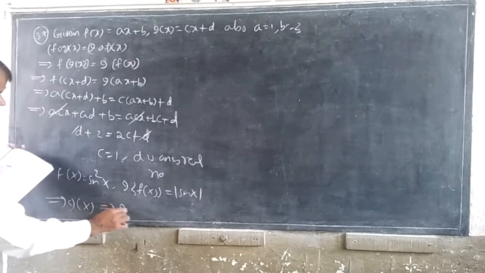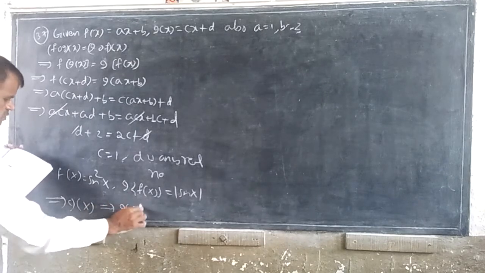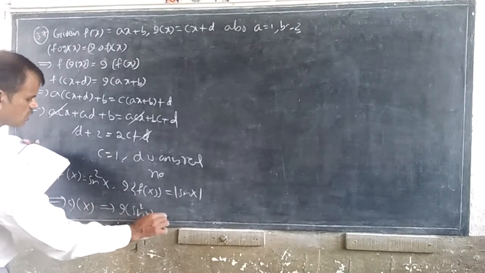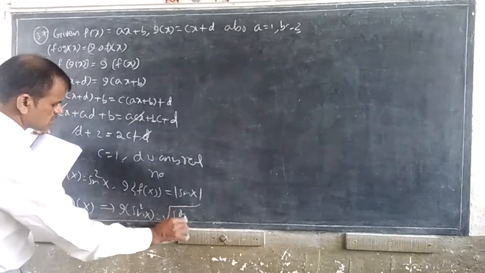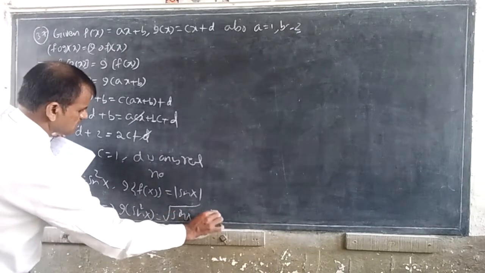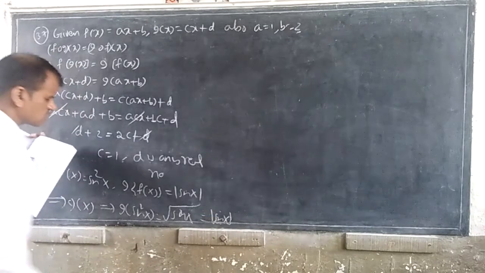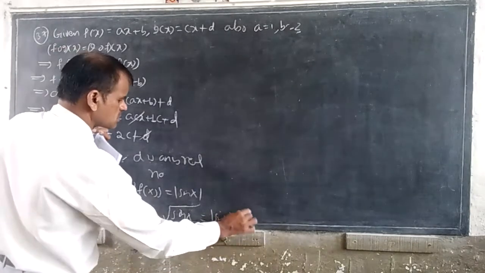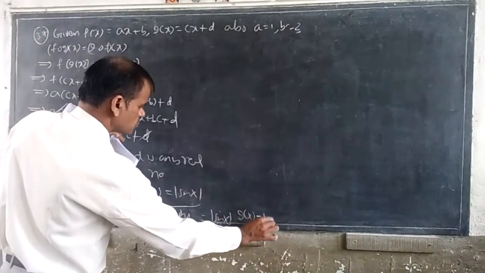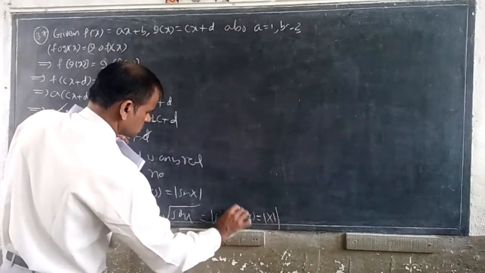That implies g of f of x is g of sin square x. So if you take the root of sin square x, it becomes simply mod sin x. So g of x should be mod x. The function mod x is the right answer.